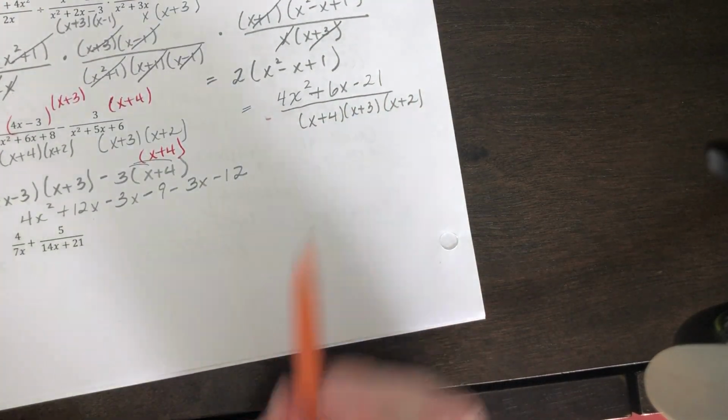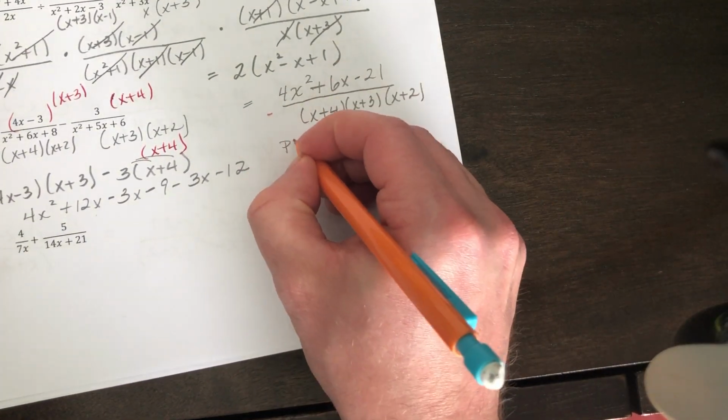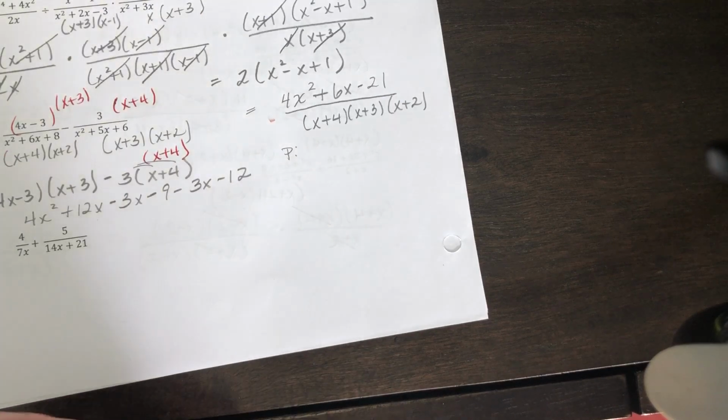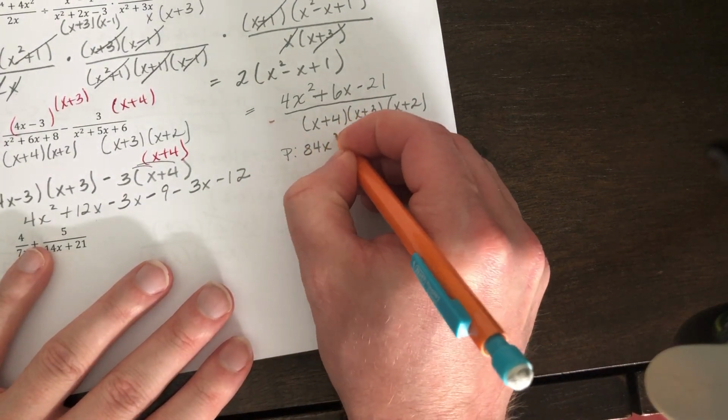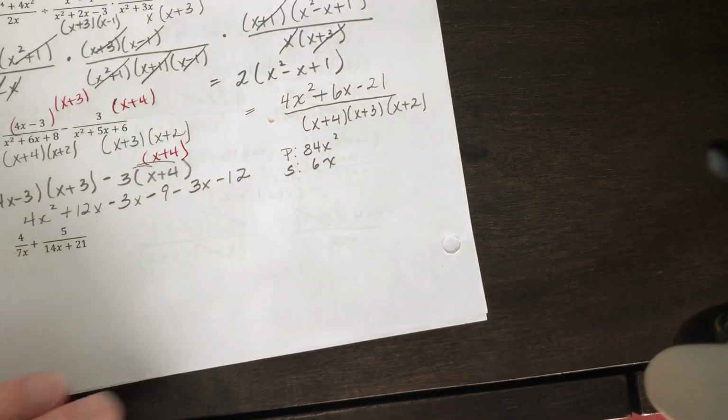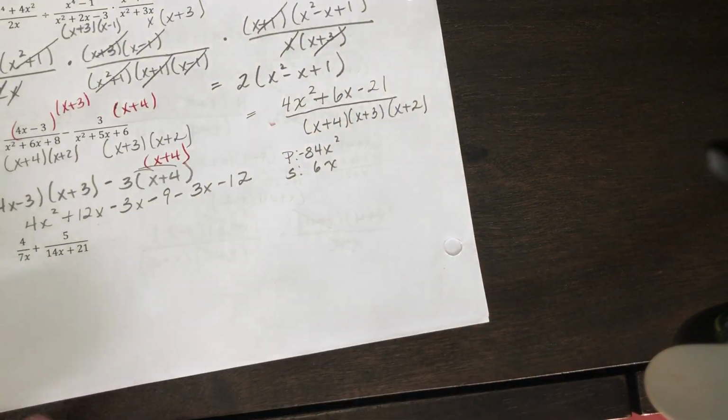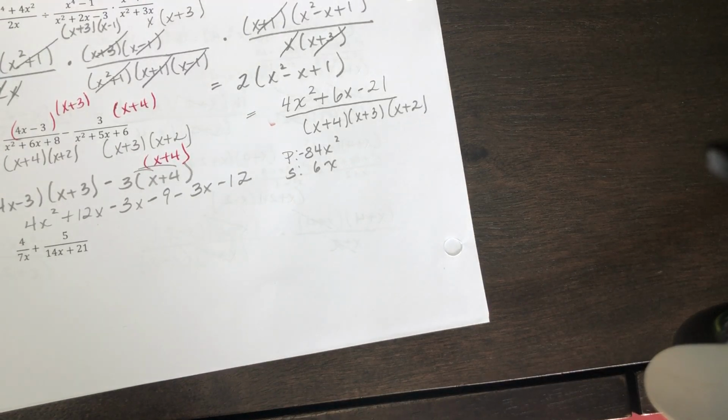Now, let's just double check and make sure this doesn't factor down anymore. So your product is going to be 21 times 4 is 84x squared. Your sum is 6x, so negative 84. Factor. 84, that gives you 6, 12, and not 12 and 7. 84, 14. No.